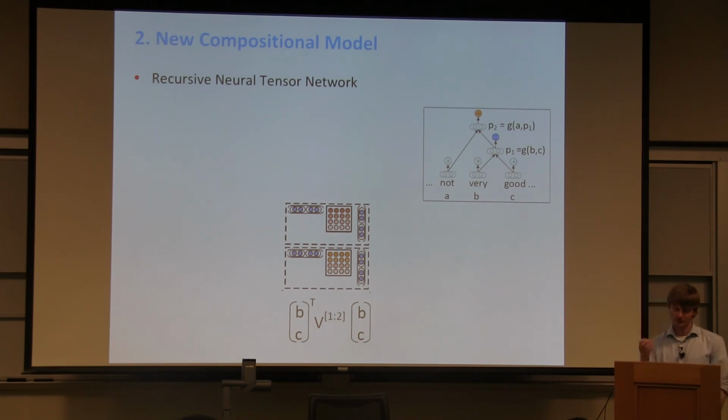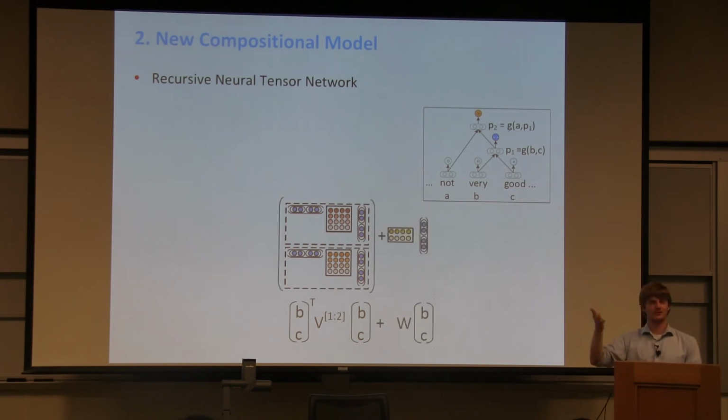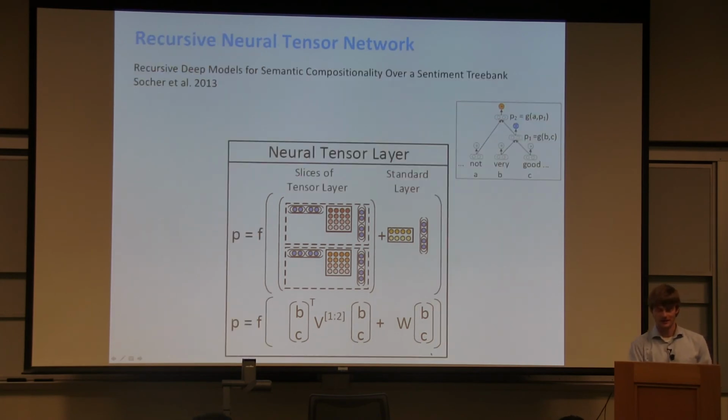All right, so now we have one vector. Now, for good measure, we'll just throw in the standard RNN. Now, this is basically a more general model. If all the V's were 0, we fall back to the RNN. And this is essentially one slice or one computation to compute the parent vector at one node.